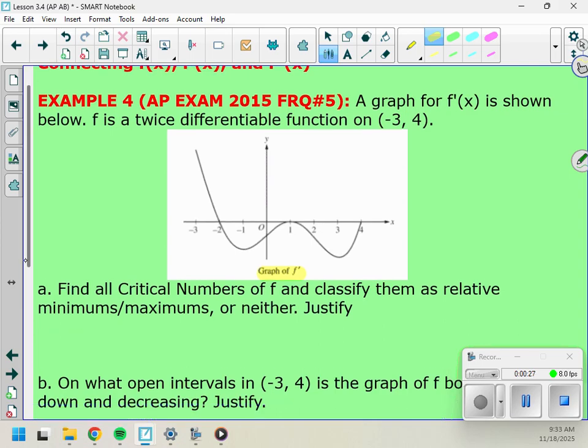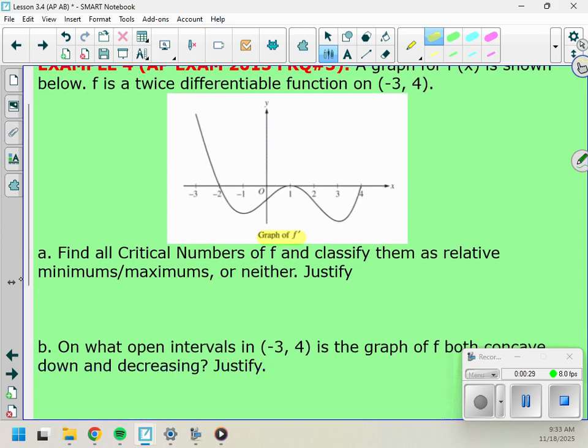Remember, you're looking at the picture right now of f prime, not f, but this is the graph of f prime. So we have a critical number when f prime of x equals 0 or is undefined. It looks like f prime is always defined, so I'm not really worried about that, but where does f prime equal 0? So that happens at x equals -2. It happens at x equals 1 as well.